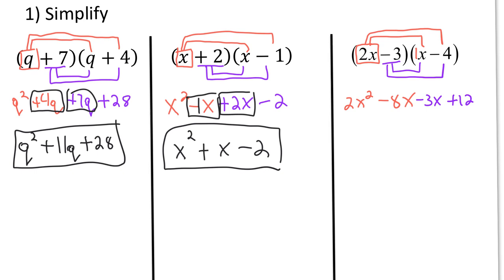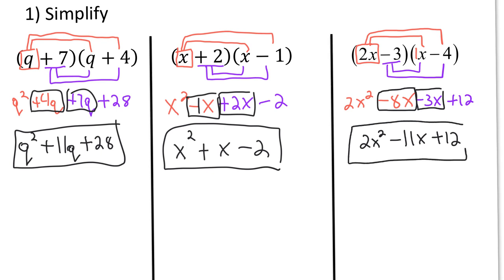Now you are going to combine like terms. So the ones in the middle, the negative 8x and the minus 3x. That's going to be negative 11x because they have the same sign. You add the numbers and you keep the sign. So 8 plus 3 is 11 and keep the sign negative. You bring down the 2x squared because we don't have another x squared term. And you bring down the 12. So my answer is 2x squared minus 11x plus 12.